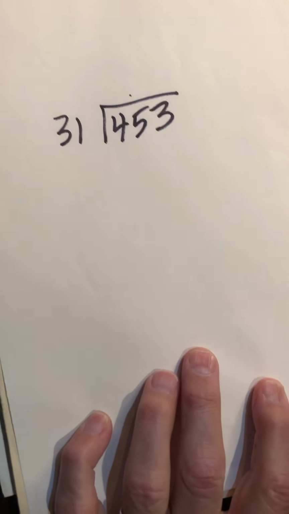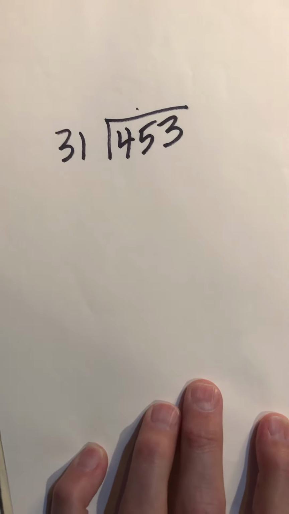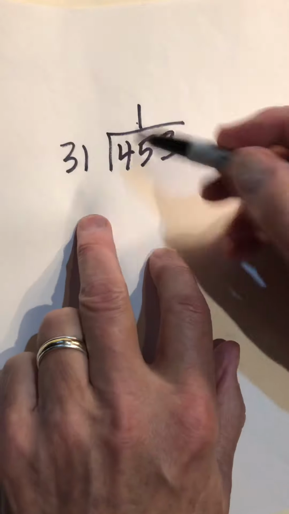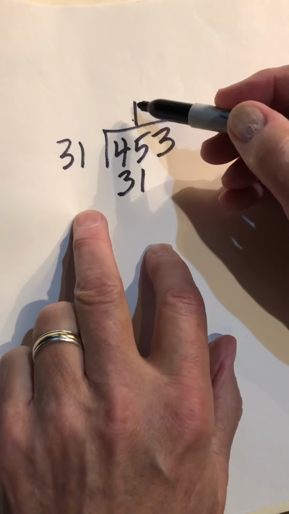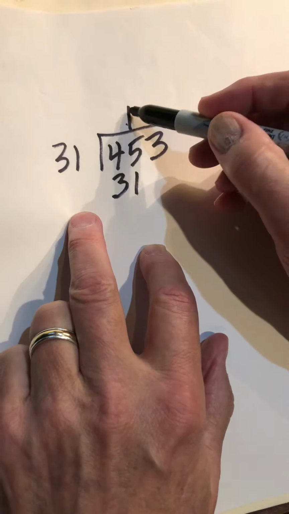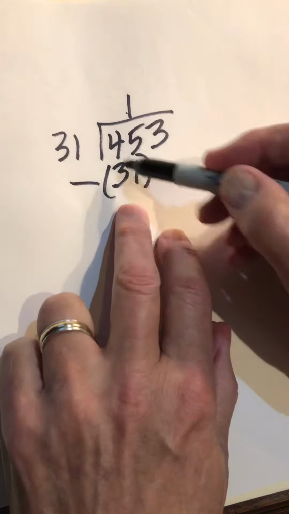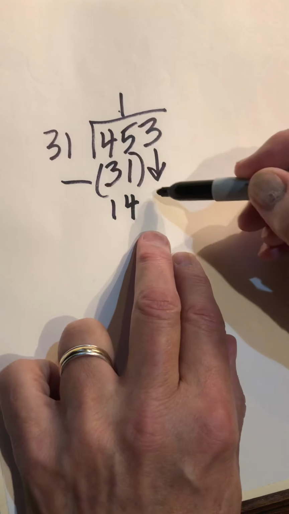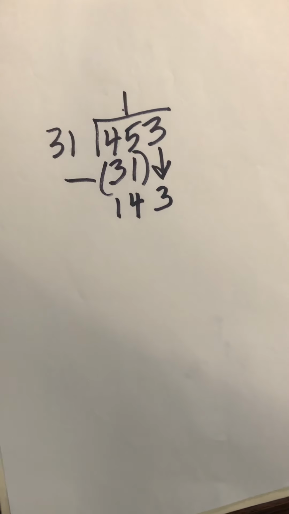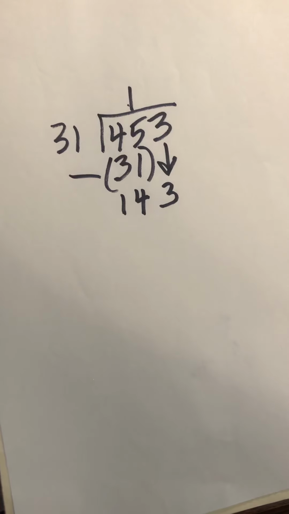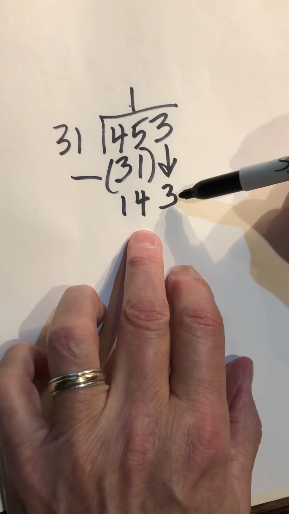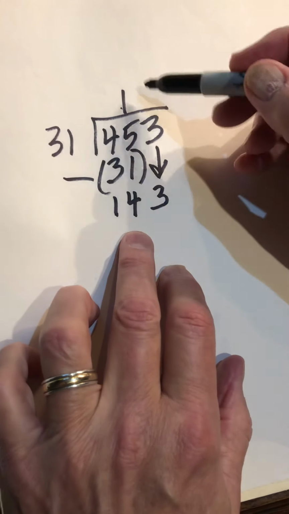I hope. Make your 6th grade teacher proud. All right, 31 doesn't go into 4, but it does go into 45 one time. So that's 31. Remember, 1 times the divisor, the answer line times the divisor. I subtract that whole thing, and that leaves me with 14. What do I do next? With that 3, I drop the 3 down, and now I'm repeating the process, the same thing that I just did. So 31 into 14 doesn't go, but into 143 goes 4 times.